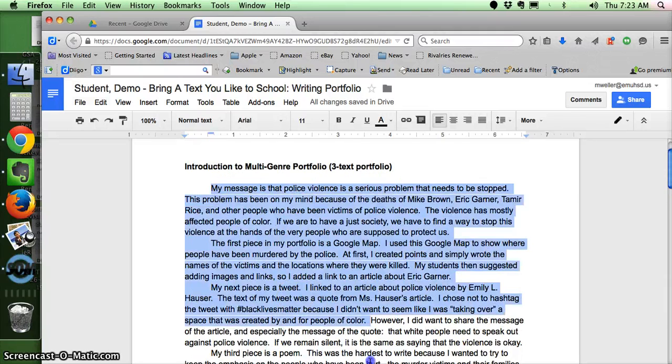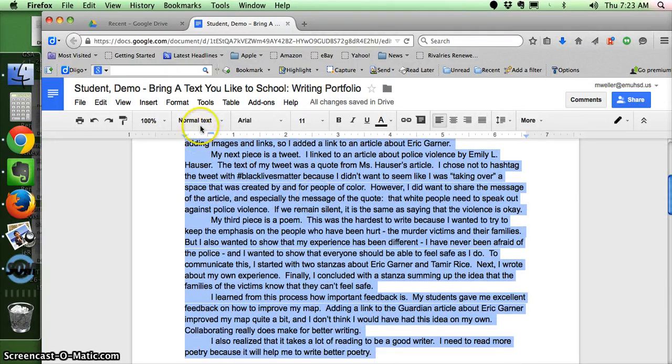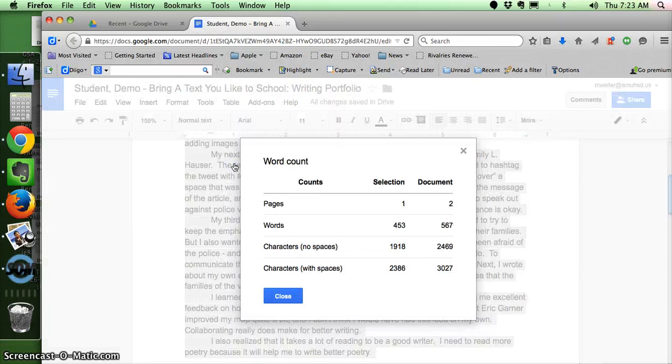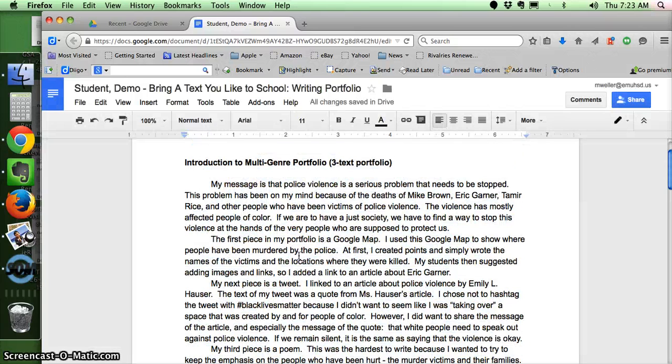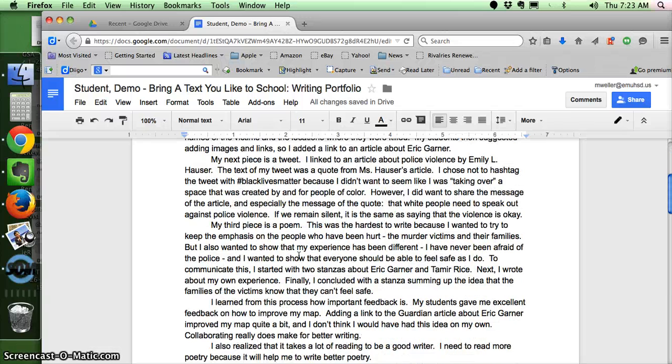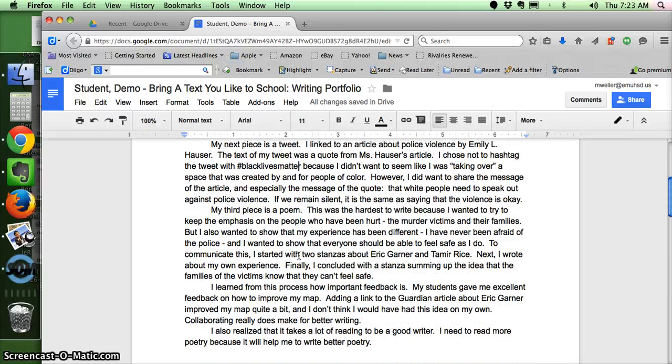Let's just do a quick word count and see how long my piece is. Okay, so mine turns out to be 453 words. Yours doesn't need to be that long. As I said, it could be somewhere between 150 to 300, but this gives you an idea of what your introduction to your writing portfolio, your mini essay, might look like.